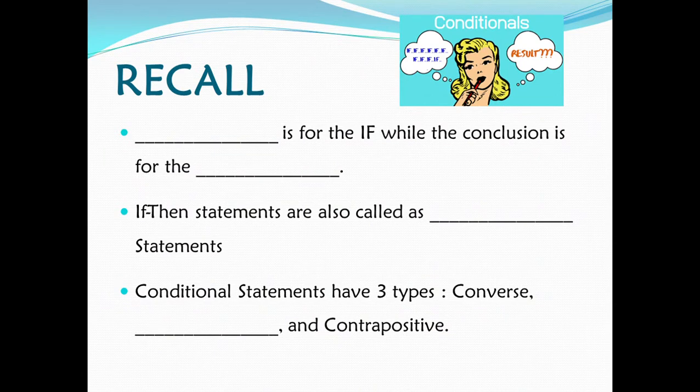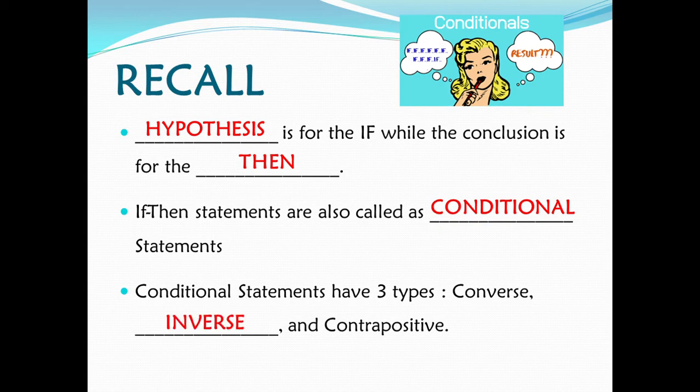Blank is for the if, while the conclusion is for the blank. The first blank is for hypothesis. Hypothesis is for the if, while the conclusion is for the then. If-then statements are also called conditional statements. Conditional statements have three types: converse, blank, and contrapositive. Inverse.